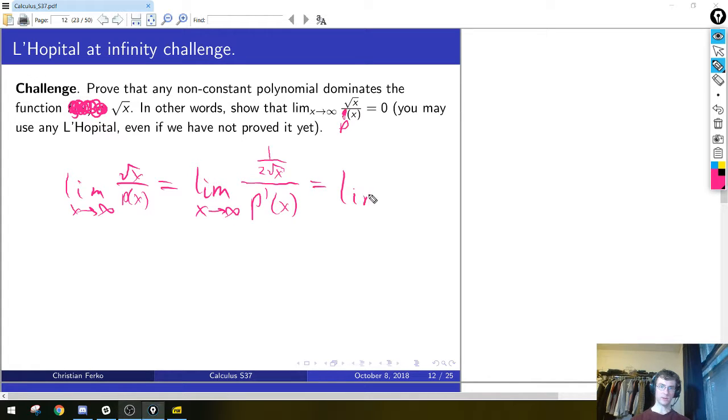Okay, and what is the fractioning stuff you would like to take care of? It's going to be equal to 1 over p prime x times 2 root x. Good. Okay. Why did I put that fraction bar as a square root? Okay, so we want this to go to 0. Can you explain why we should expect this limit to go to 0?